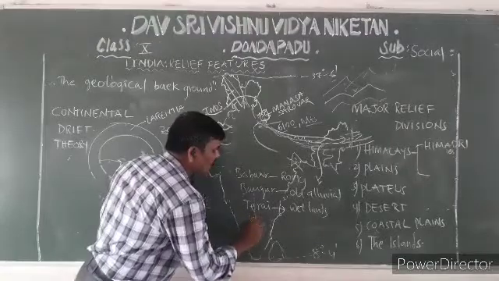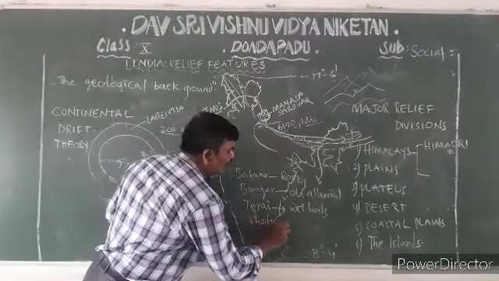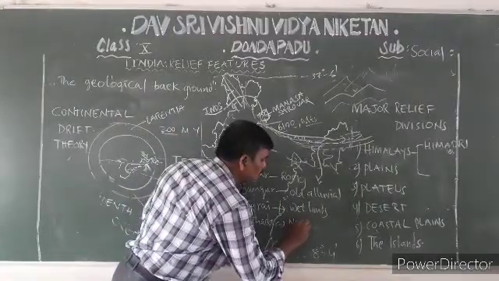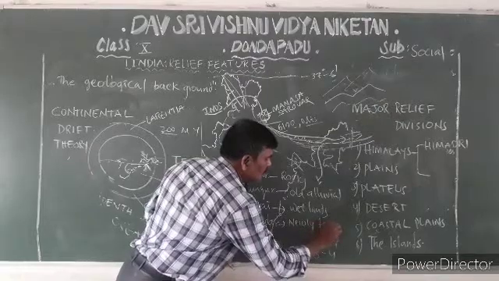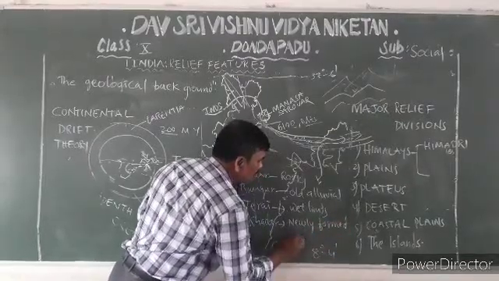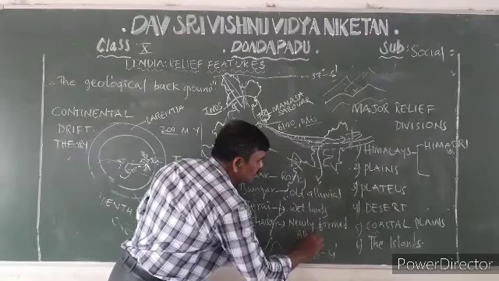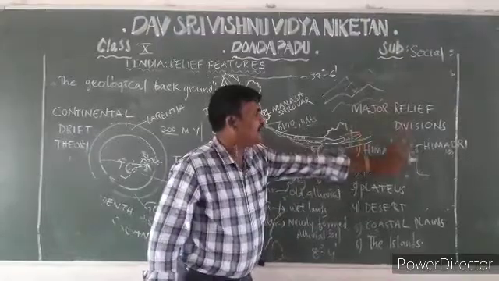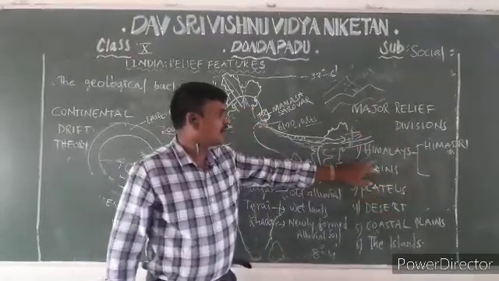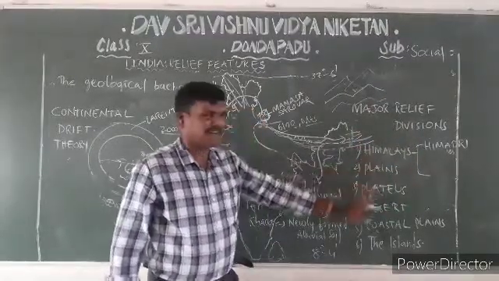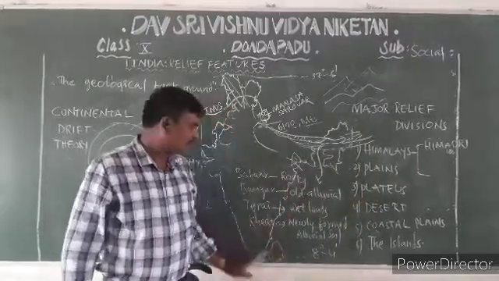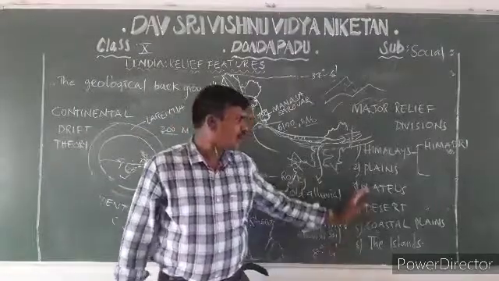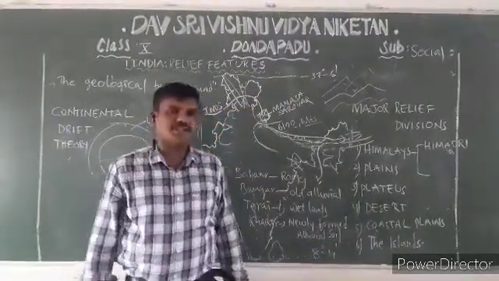Next one is Khadar. Khadar is also very important. Newly formed alluvial soil. That you have to remember. See, the major relief divisions we have completed, among them the Himalayas. Next one is plains. Three types of plains we have completed. These are the local names of different types of plains. Now we continue with the next ones: plateaus, desert, coastal and islands.